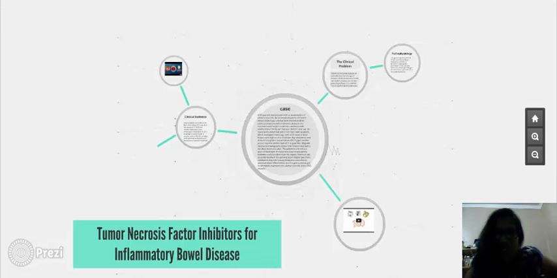Tumor necrosis factor inhibitors for inflammatory bowel disease.